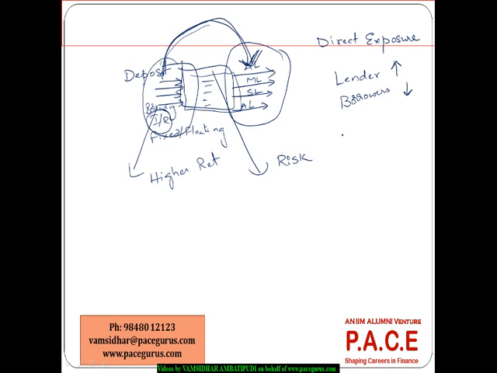So intermediation costs, because now the bank is no more taking the risk, it's only doing a facilitation role, and because of this facilitation role, the intermediary costs are typically going down, which results in lenders getting a slightly higher rate of return and borrowers getting loans at a slightly lower cost.